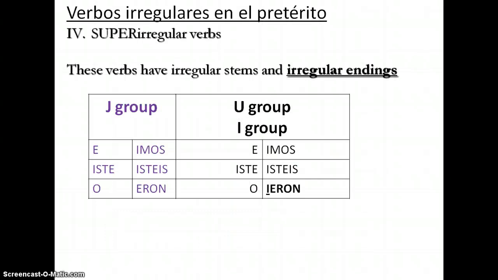Here are the irregular endings for these groups of verbs. Notice the J group has no accents on it with a mixture of endings. And the U group and I group also have a mixture of endings, no accents. The one thing that you have to note is that the third person plural of the J group is different than the third person plural of the U and I group.